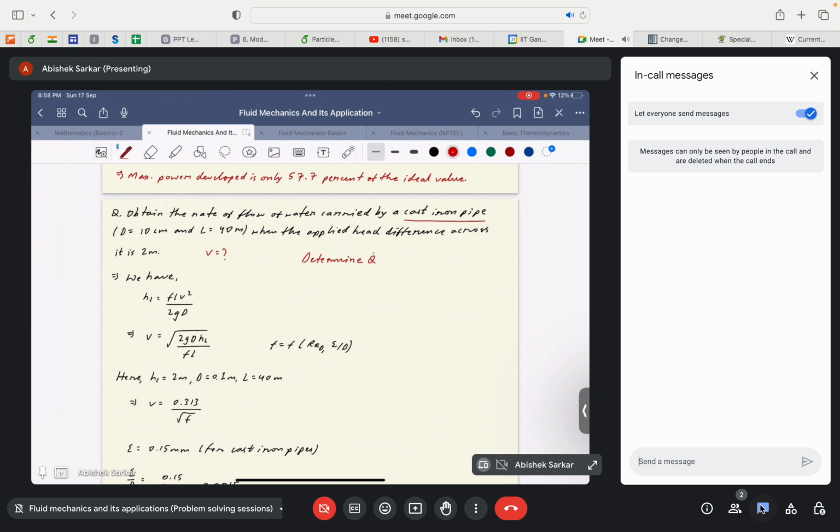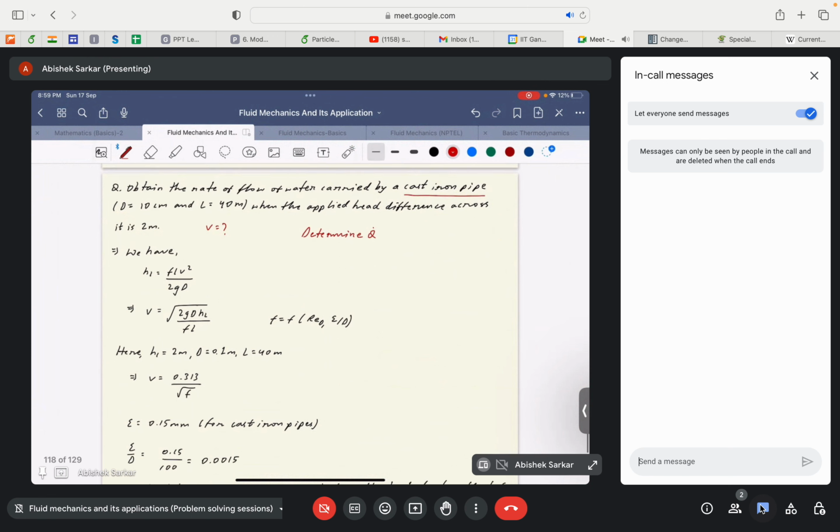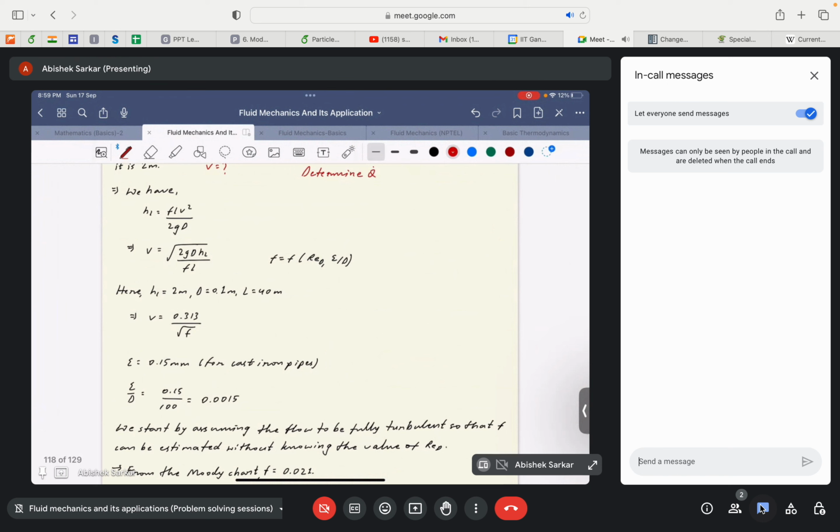Now, we know that HL is equal to FL V square by 2GD. So it gives that V is equal to the square root of 2GD HL by FL. Now we just substitute the value of the parameters that we already know. HL is given, D is equal to 0.1, L equal to 40. So we get that V is equal to 0.313 root F.